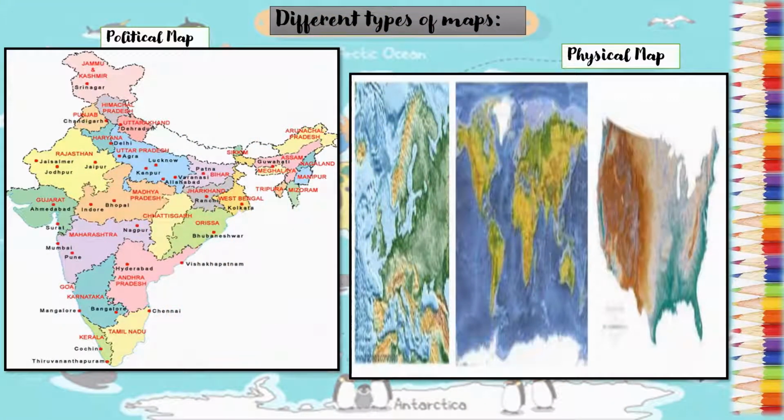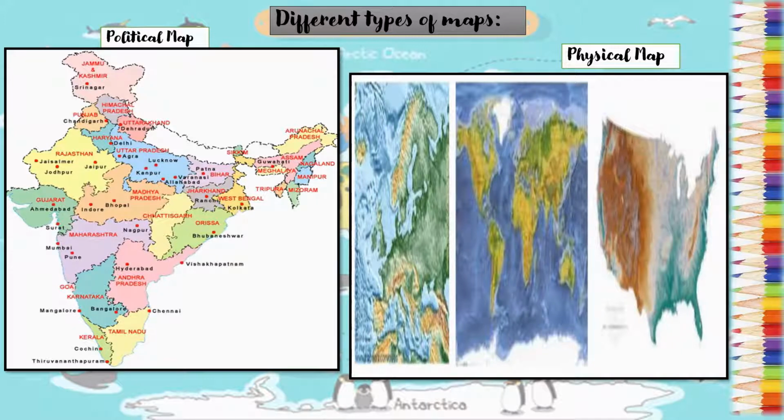So students, there are basically two types of maps, that is political maps and physical map. Now what are political maps, students? A political map represents countries, states and towns as well as location of capitals and major cities.